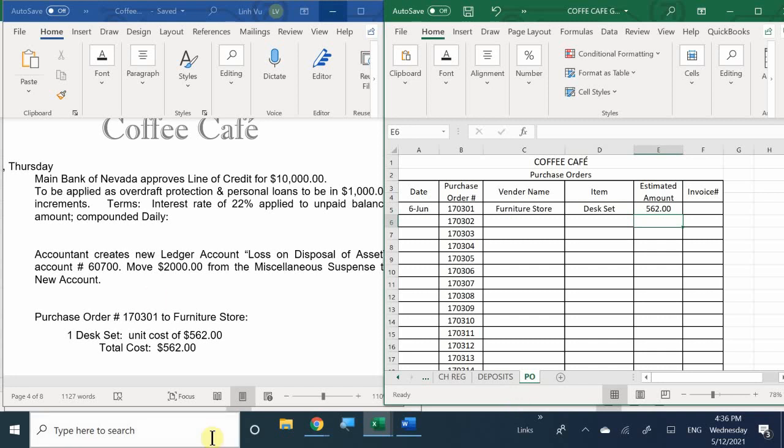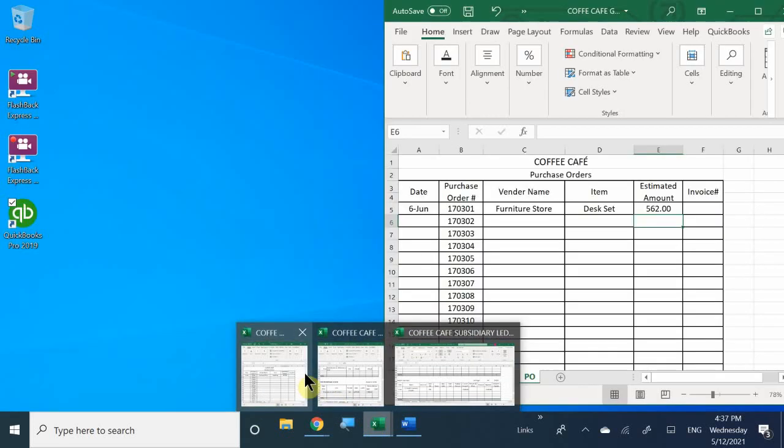So what a purchase order is going to be called is a non-posting transaction, because it is something that helps you create your transaction, but it isn't something that you post. Hence the word non-posting transaction. Okay. All right.